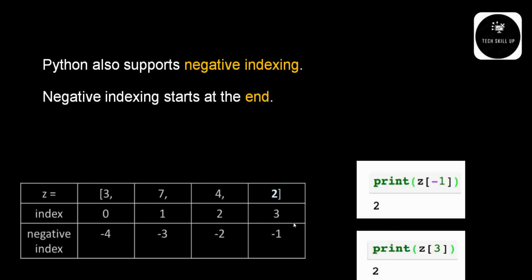And we can also access the last element by using the positive index 3, like this: z of 3 is 2. Here each element you can access with either a positive index or a negative index. These two elements can be accessed with the positive index z of 3, or the negative index z of minus 1. These are the two ways we can access. Python provides both the positive index as well as the negative index to access the elements.